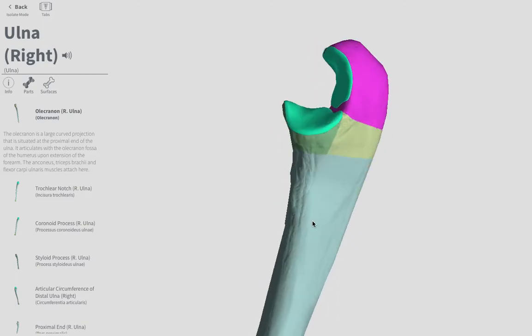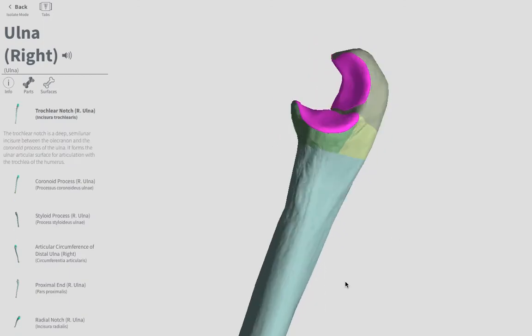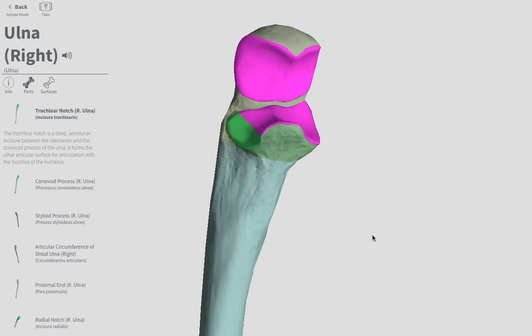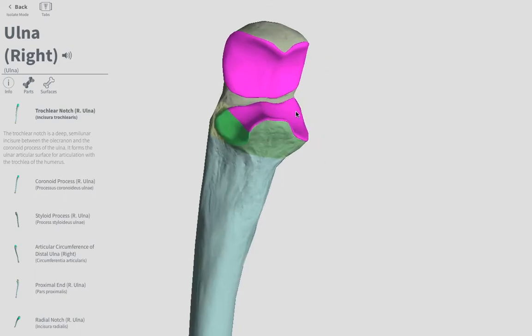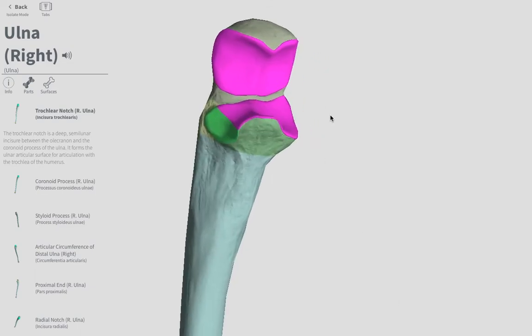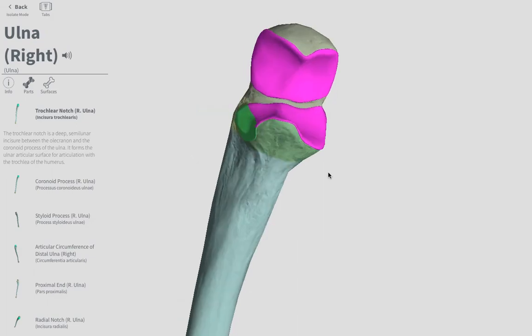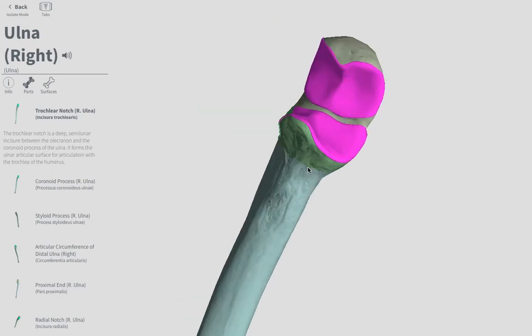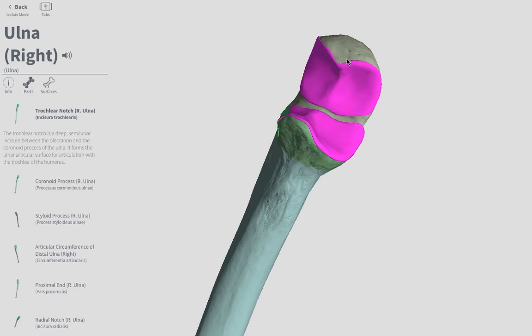The trochlear notch is going to be most of this entire surface in there, and that is going to articulate with the trochlea of the condyle of the humerus. And you'll see how this part is going to fit into the olecranon fossa.